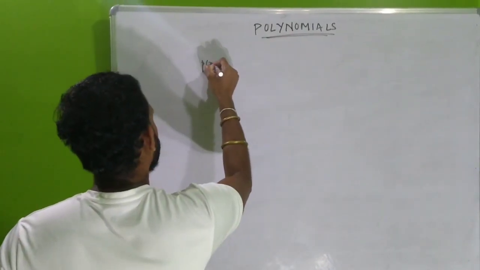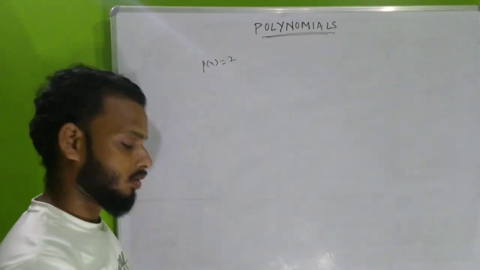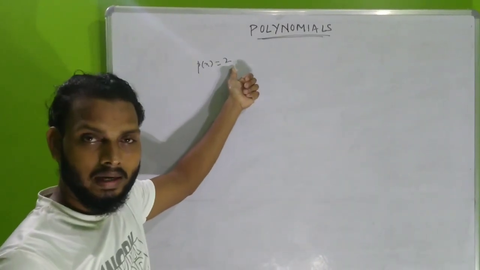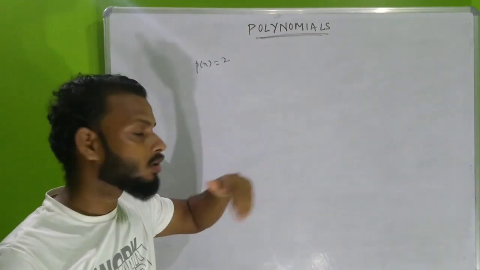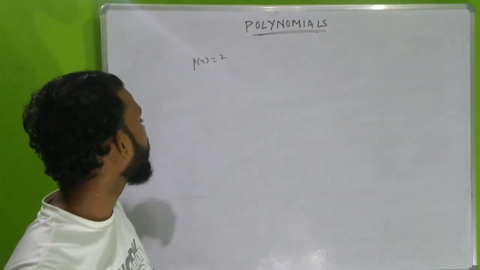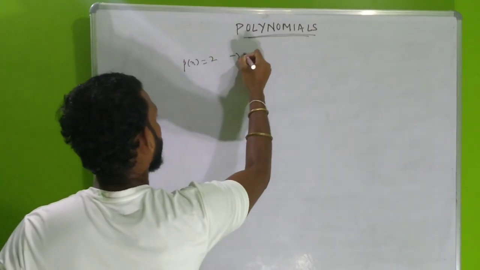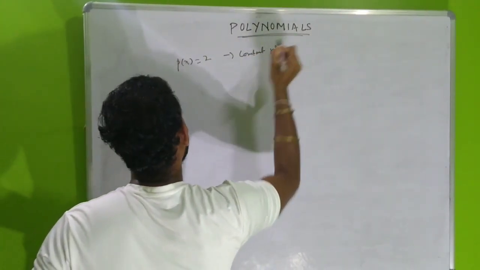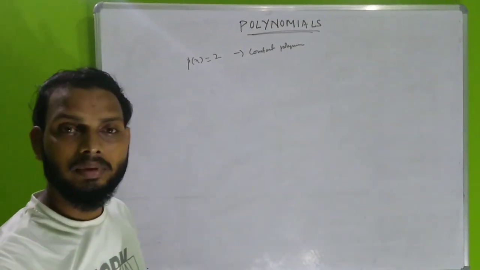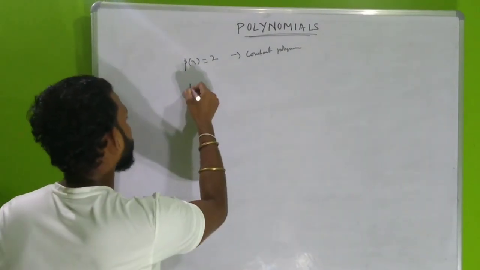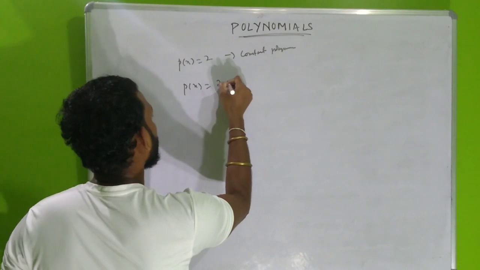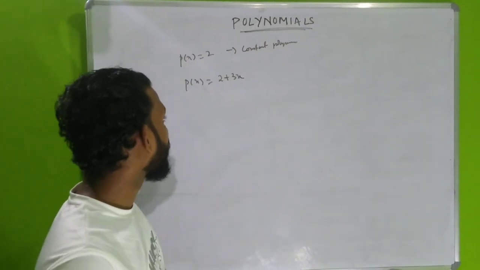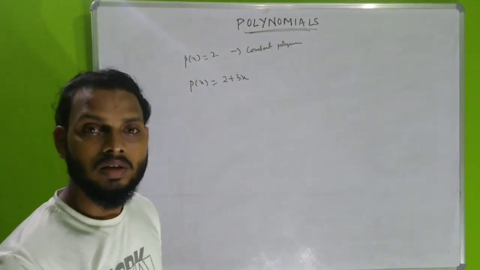So p(x) is equal to 2. Here you can see a0 is equal to 2 and a1 is, obviously, 0. So I will say this is an example of a constant polynomial, because this is a polynomial of degree 0. Similarly, I can say p(x) is equal to 2 plus 3x. This is an example of a linear polynomial because the degree of this polynomial is 1.